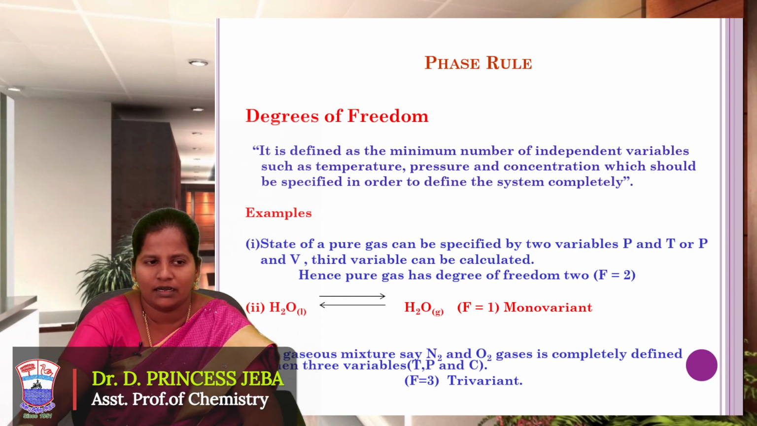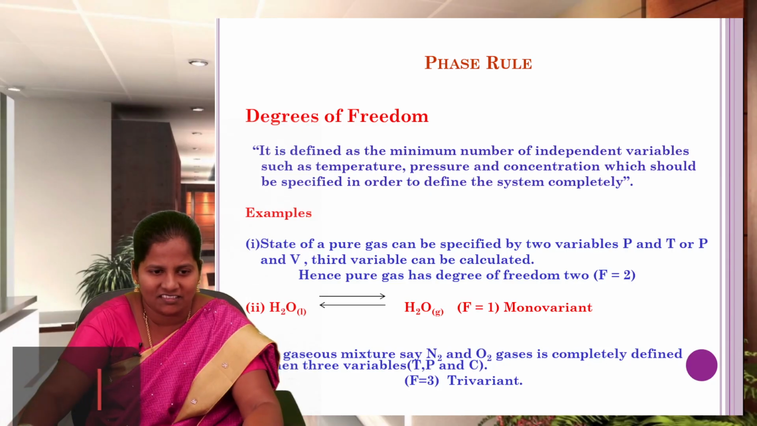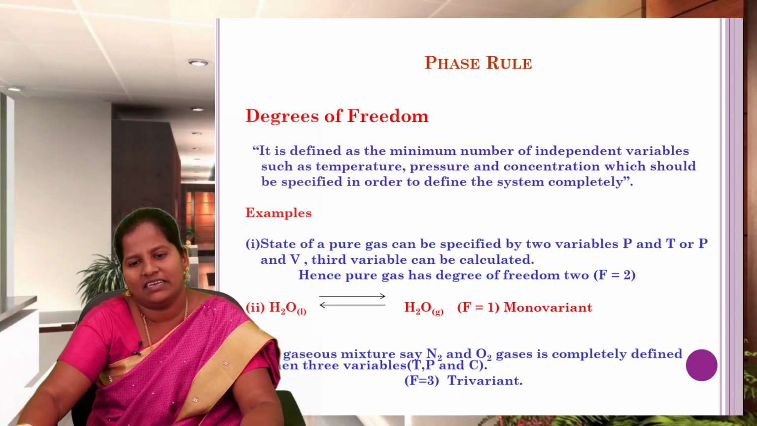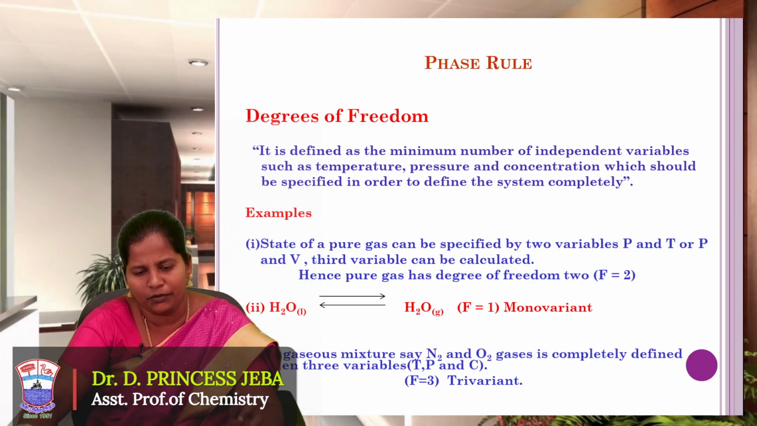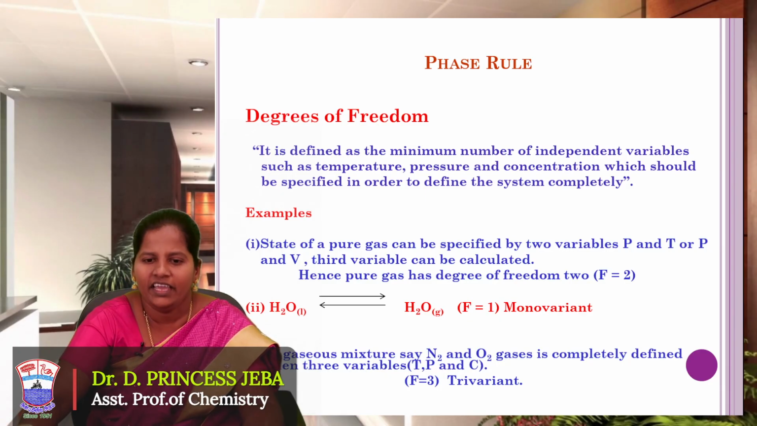So if you know at a particular pressure and temperature, the pure gas can coexist. The same example I have already quoted is water molecule in the liquid and gaseous state. For a pure gas, the degree of freedom is equal to 2 because we need pressure and temperature. Whereas for liquid and gas which is in equilibrium, we need any one variable, either pressure or temperature. So F is equal to 1.